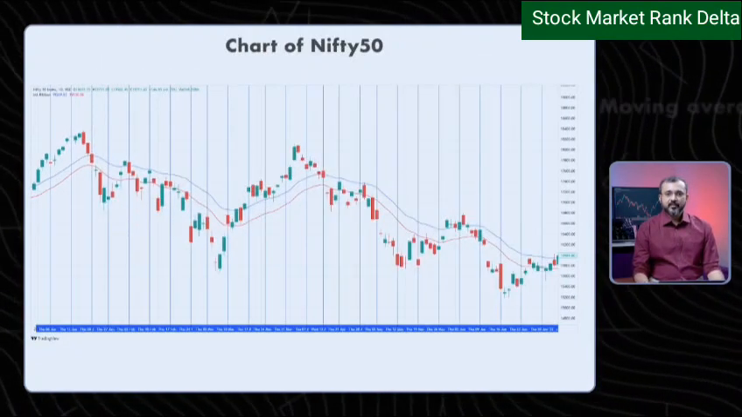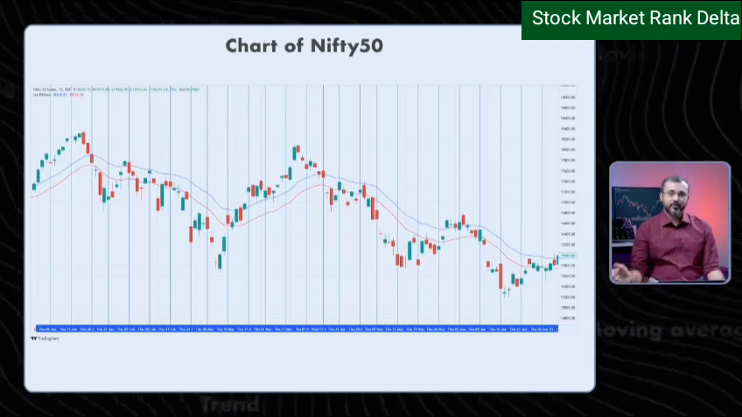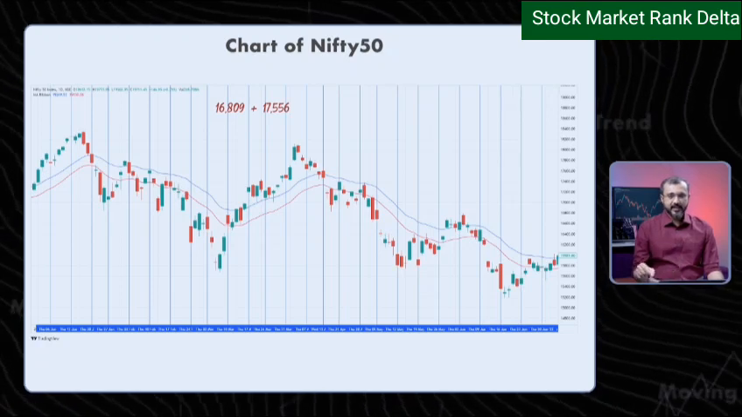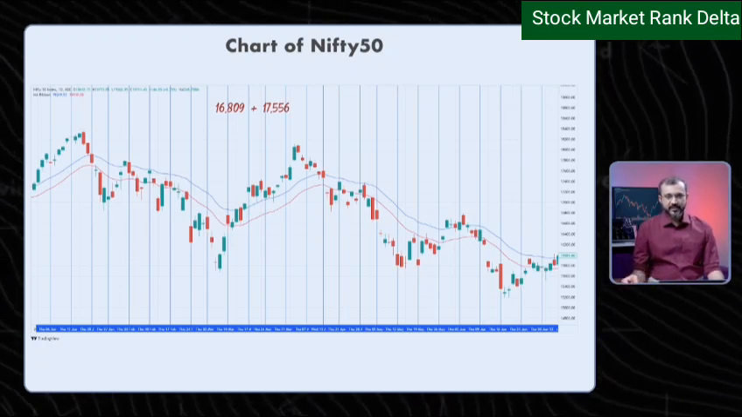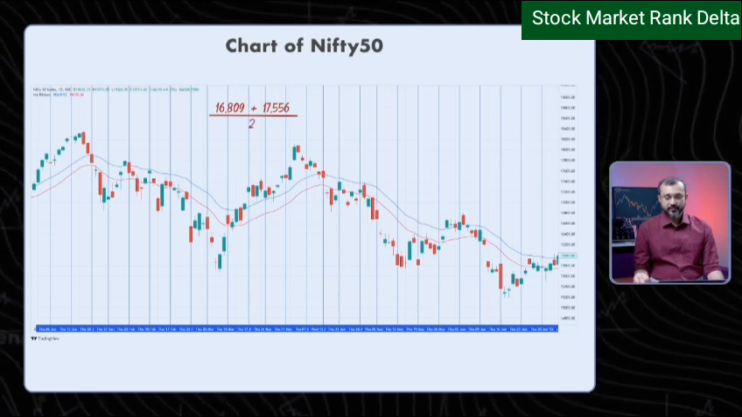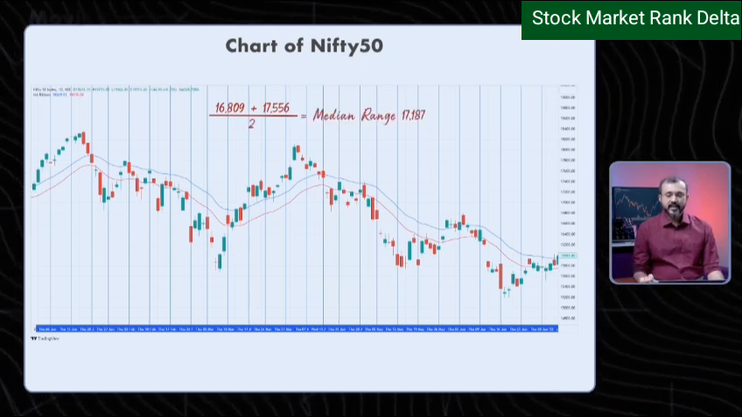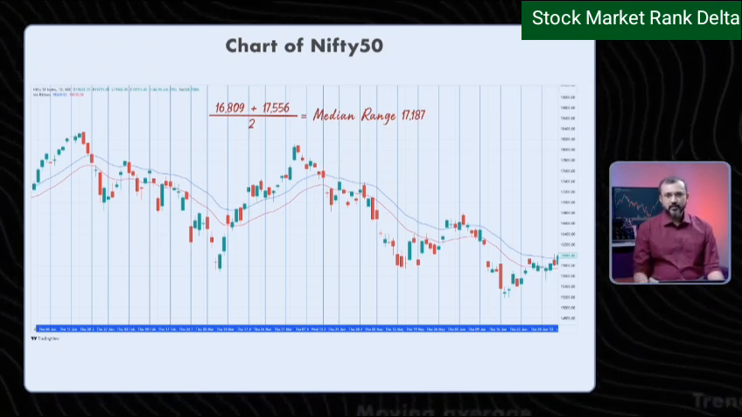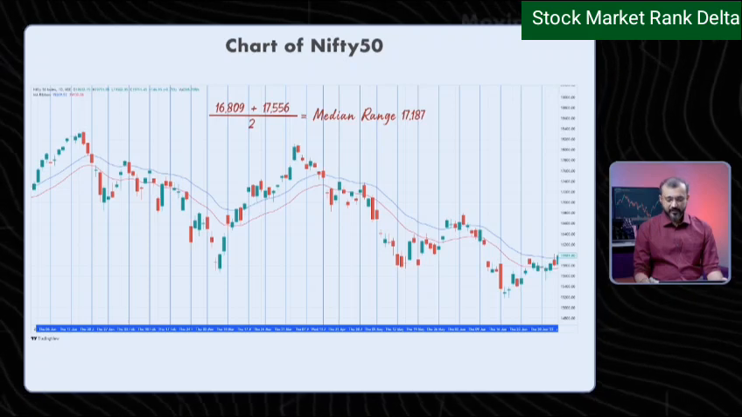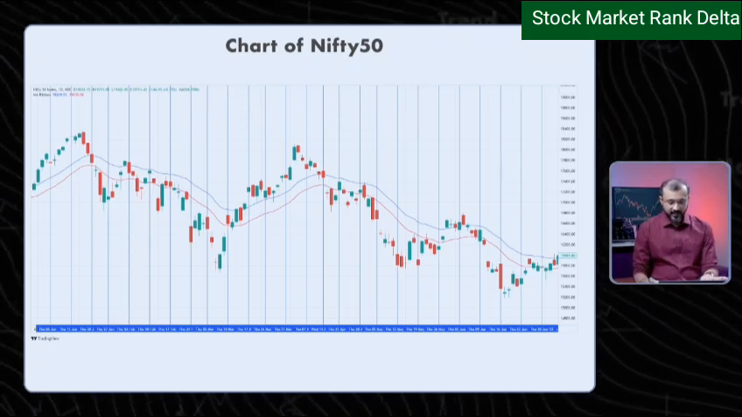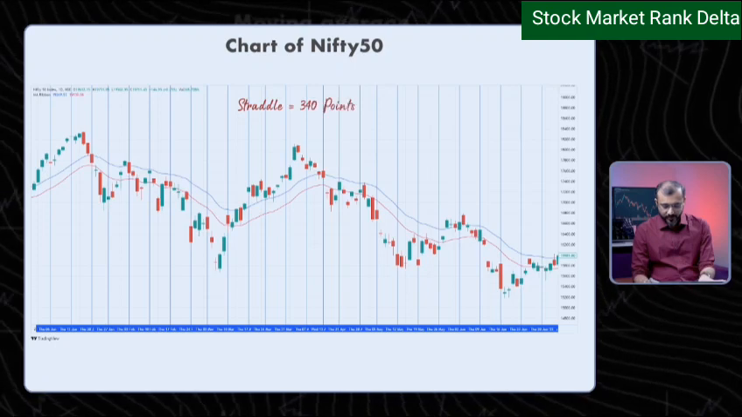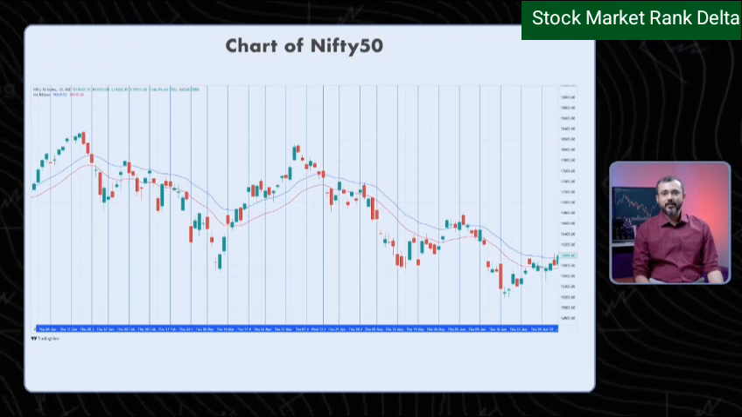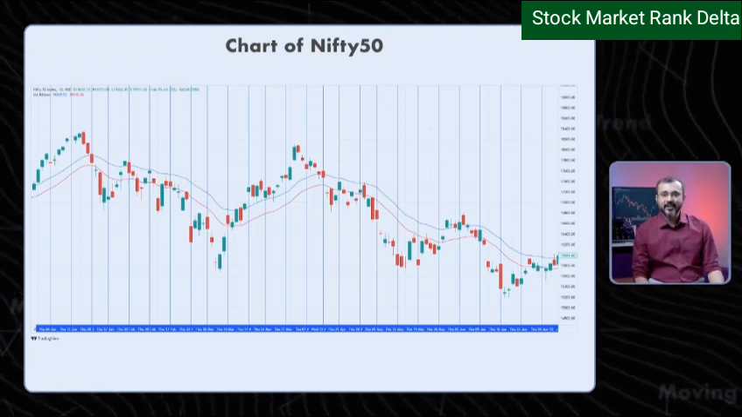But if we have to trade the straddle, we have to go forward and do one more step, which is calculating a median price. So we add 16,809 plus 17,556 divided by 2. We get a median range which is 17,187. It is very near to 17,200. So we select the 17,200 straddle, go short whenever the price goes below the moving average. And the straddle that we had shorted was somewhere around 340 points. Eventually that went to 104. So we are able to capture somewhere around 200 points in the straddle trade.